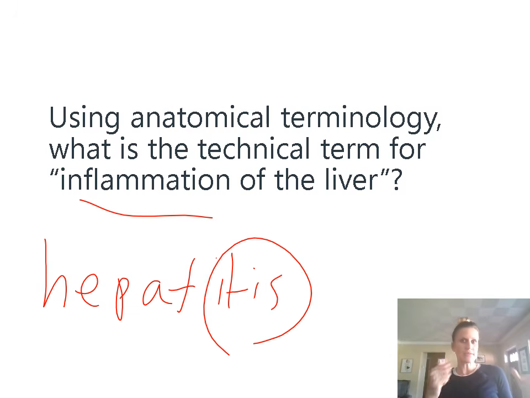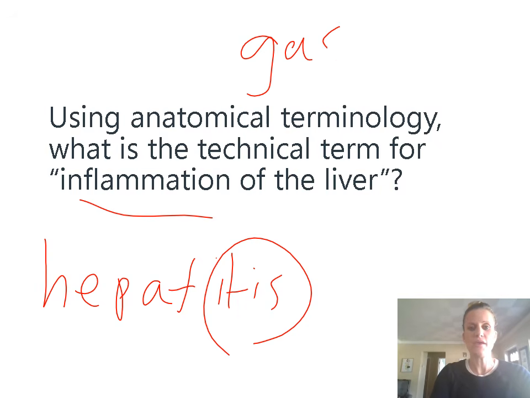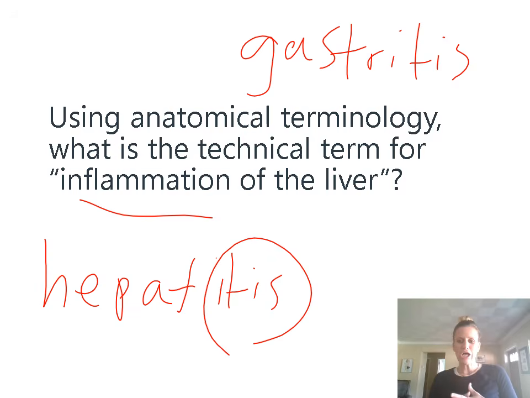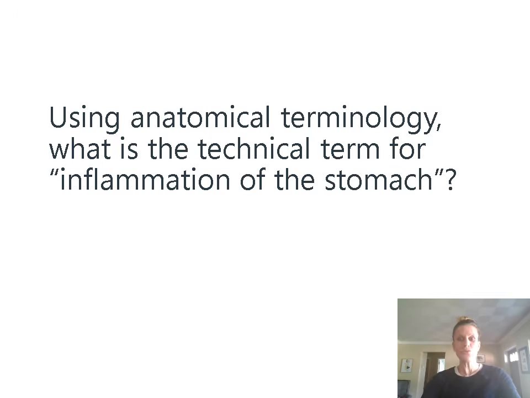So the stomach is gastro. So inflammation of the stomach would be gastritis. The gums are gingiva. So inflammation of the gums is gingivitis. Right? So you'll see itis a lot. Oh, I always think in the same pattern. What's the technical term for inflammation of the stomach? I just said it. Hopefully you guys learned and you're right now saying gastritis.